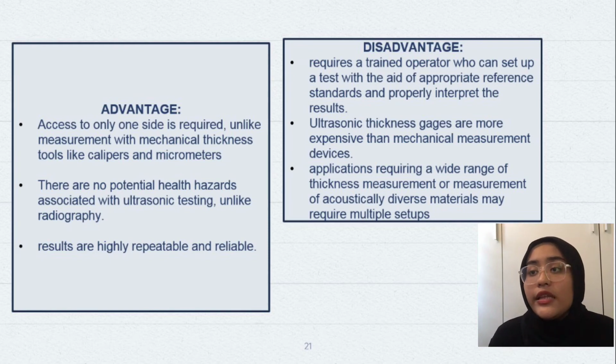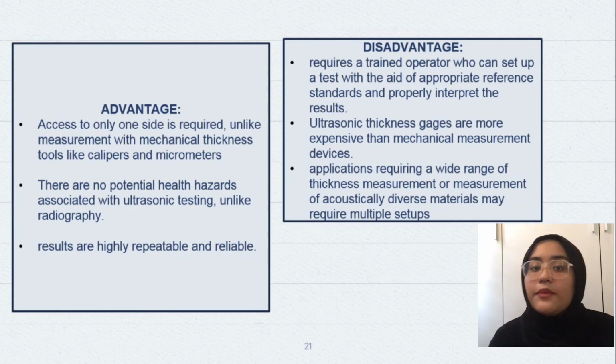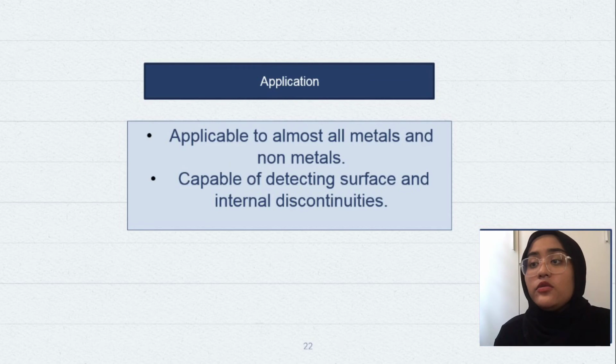So the disadvantages are, of course, we need a trained operator, which is hard to find, and second, ultrasonic thickness gauges are much more expensive, and applications requiring a wide range of thickness measurement or measurement of acoustically diverse materials may require multiple setups. So the application is applicable to almost all metals and non-metals, capable of detecting surface and internal discontinuities. So it is very suitable to be used in ship repair and shipbuilding.